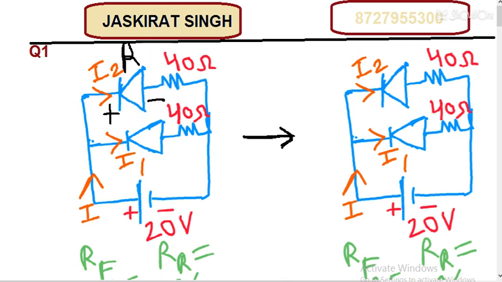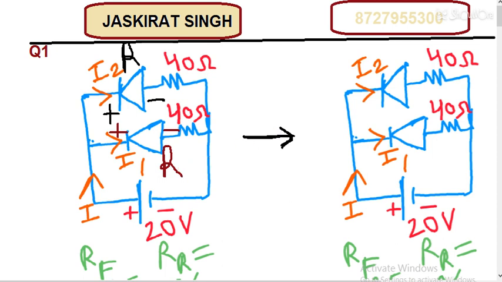In the same way, this is again the positive terminal of the battery, and this is the negative terminal of the battery. A 20-volt battery is connected here. Now you can see both the diodes, this is positive and negative. So both the diodes are reverse biased.